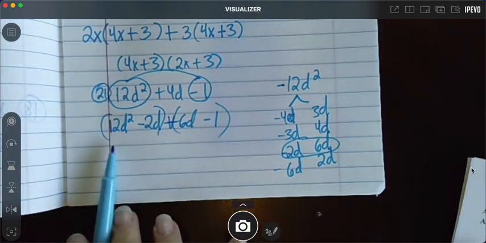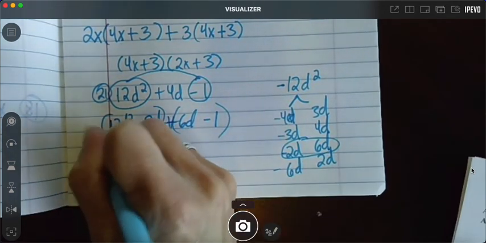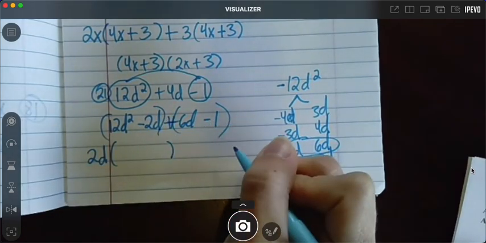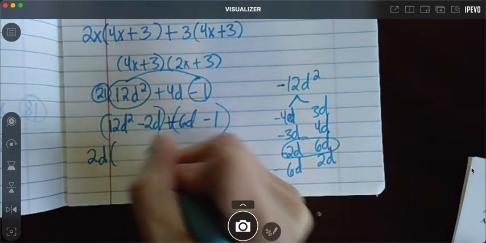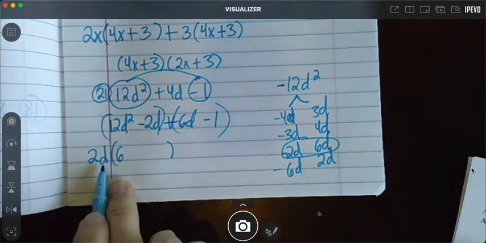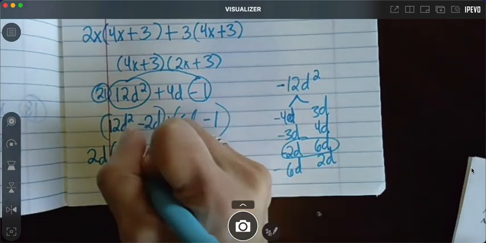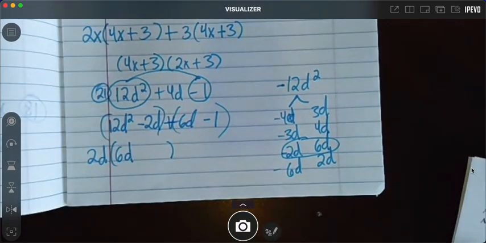Okay, what can I factor out of 12 and 2? 2. A 2. And can I factor out a variable? Yes. A d. Just one d. What's 12 divided by 2? 6. And then d squared minus that one, right? Because we're dividing it out. What's 2 minus 1? 1d. Okay?